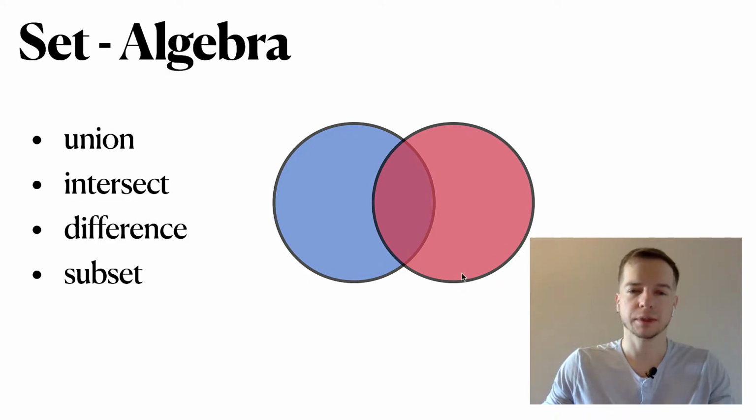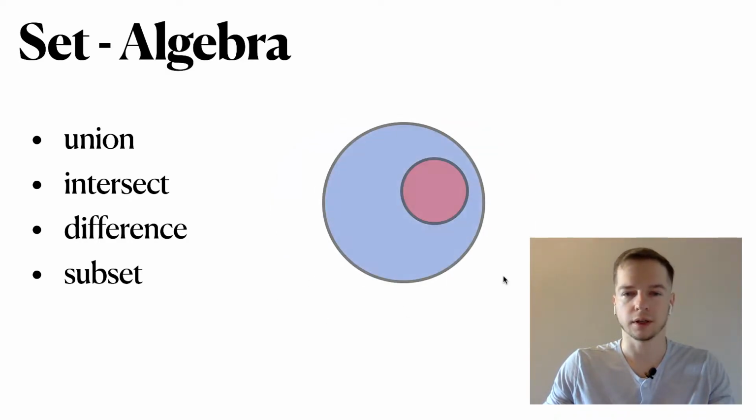And a subset is a bit different. It tells us whether all students that go to the philosophy class are also attending the IT class. So it's called a subset.